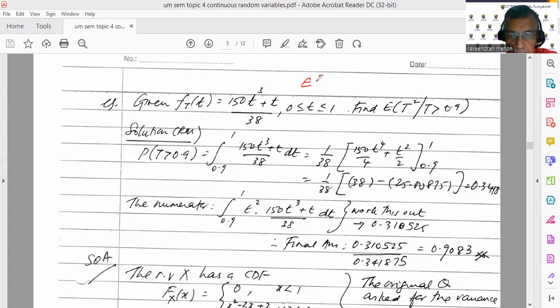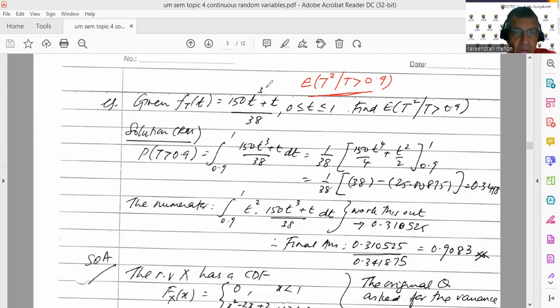Let me write it here. Expected value of t squared, given that t is bigger than 0.9. So remember, this involves the use of a formula. After a while, you'll get used to it. There is a numerator which involves the formula that deals with expectations, keeping in mind the values the random variable can take. And there's a denominator, which is a probability.